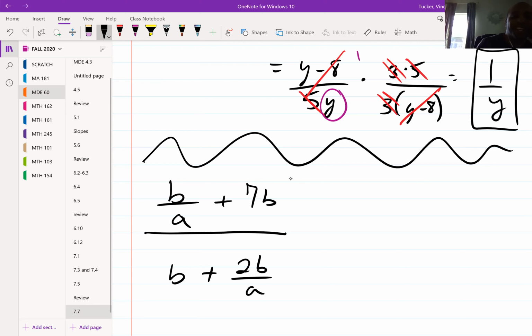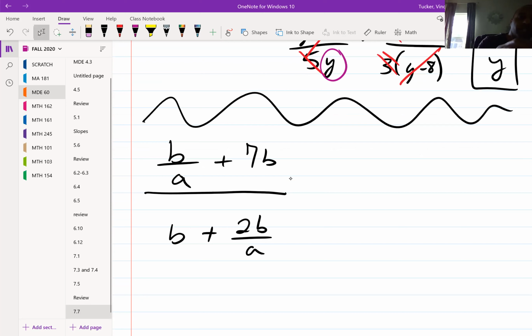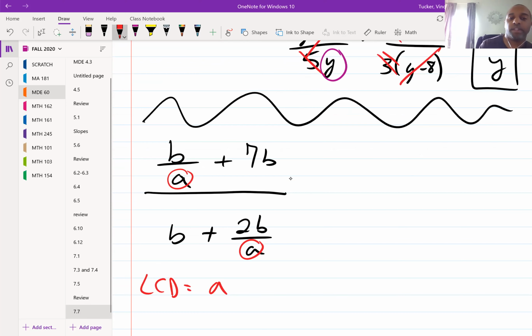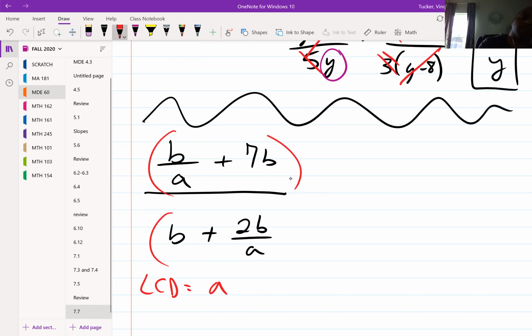All right, so we have b over a plus 7b over b plus 2b over a. So here we'll take the LCD. The only denominator that we have in this case is just a. So all we have is a. So now we're going to multiply each term by a.